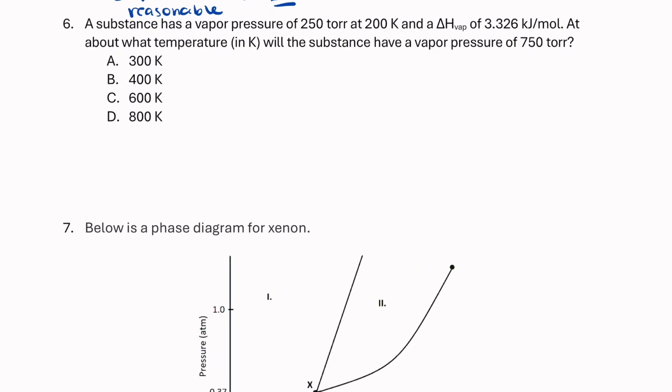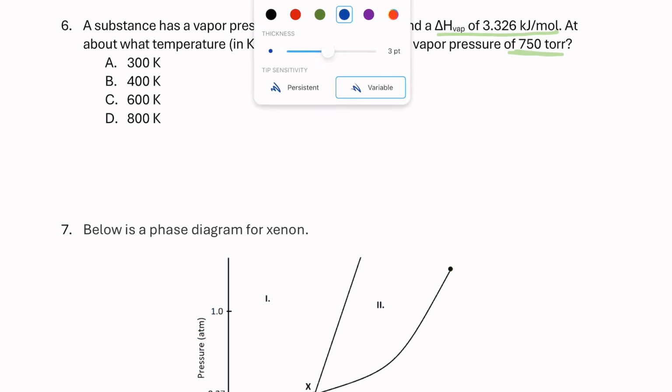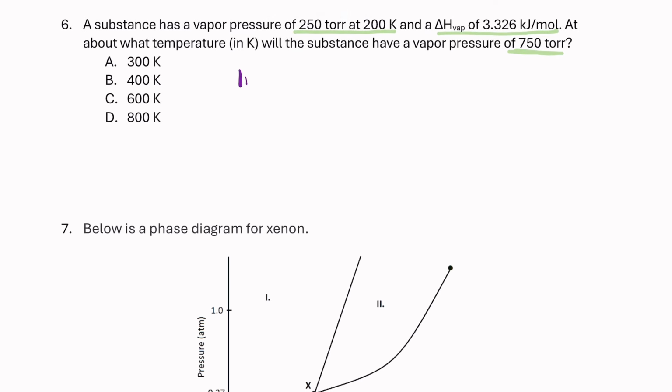Problem 6 says a substance has a vapor pressure of 250 torr at 200 Kelvin and a delta H of vaporization of 3.326 kilojoules per mole. At what temperature in Kelvin will the substance have a vapor pressure of 750 torr? To solve this problem, I'm going to be using the Clausius-Clapeyron equation.